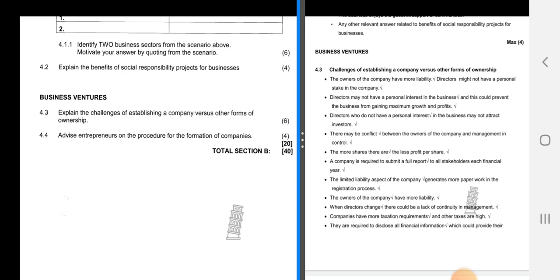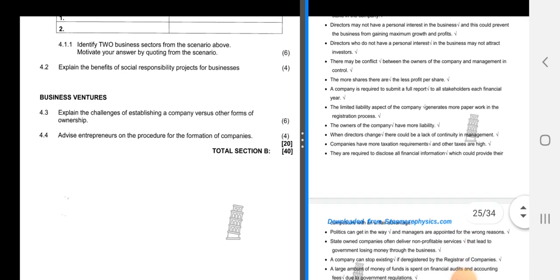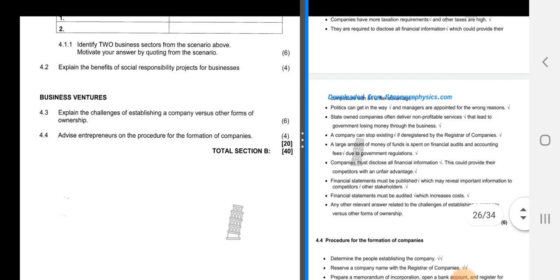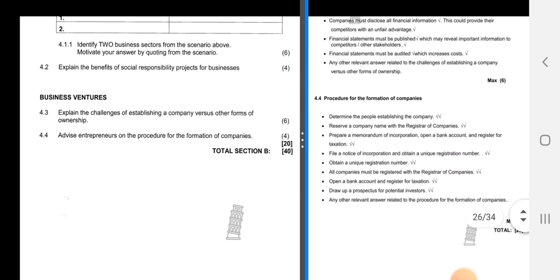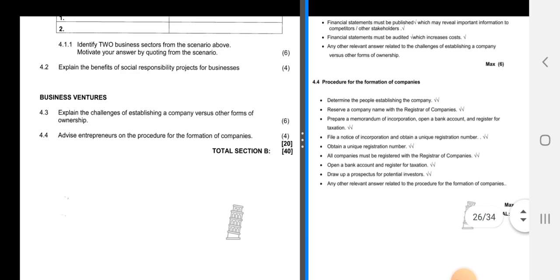So you explain the challenges of establishing companies. So this is a challenge with establishing companies. So you tell all the challenges of starting a company. A company can stop existing if deregistered by the registrar of companies. A large amount of money or funds is spent on financial audits and accounting fees due to government regulations. So a company has so many things to do.